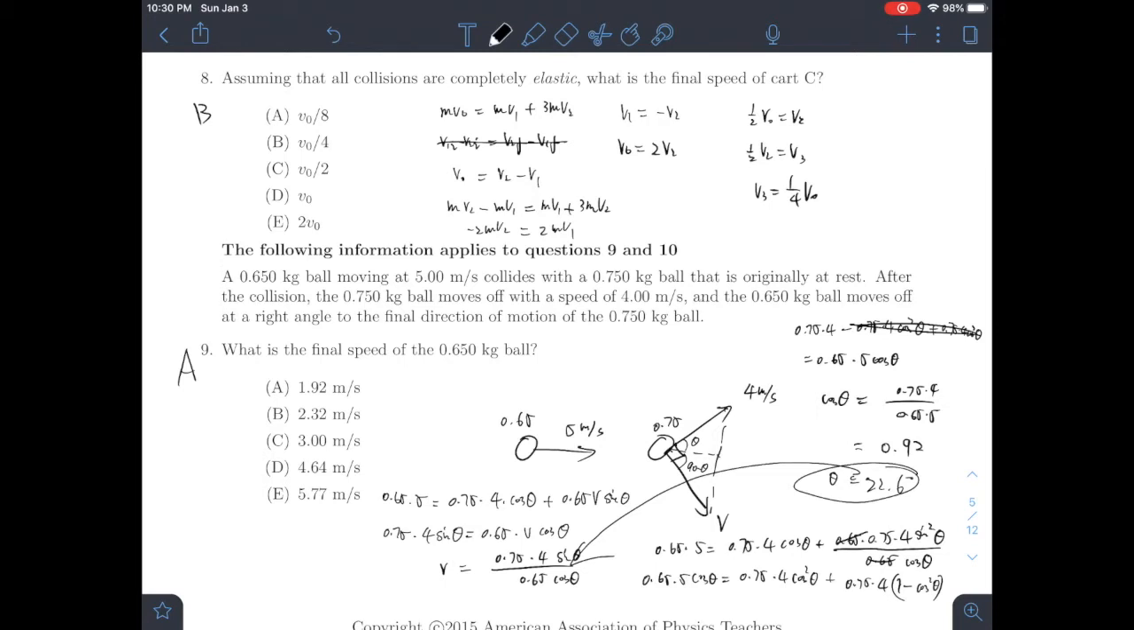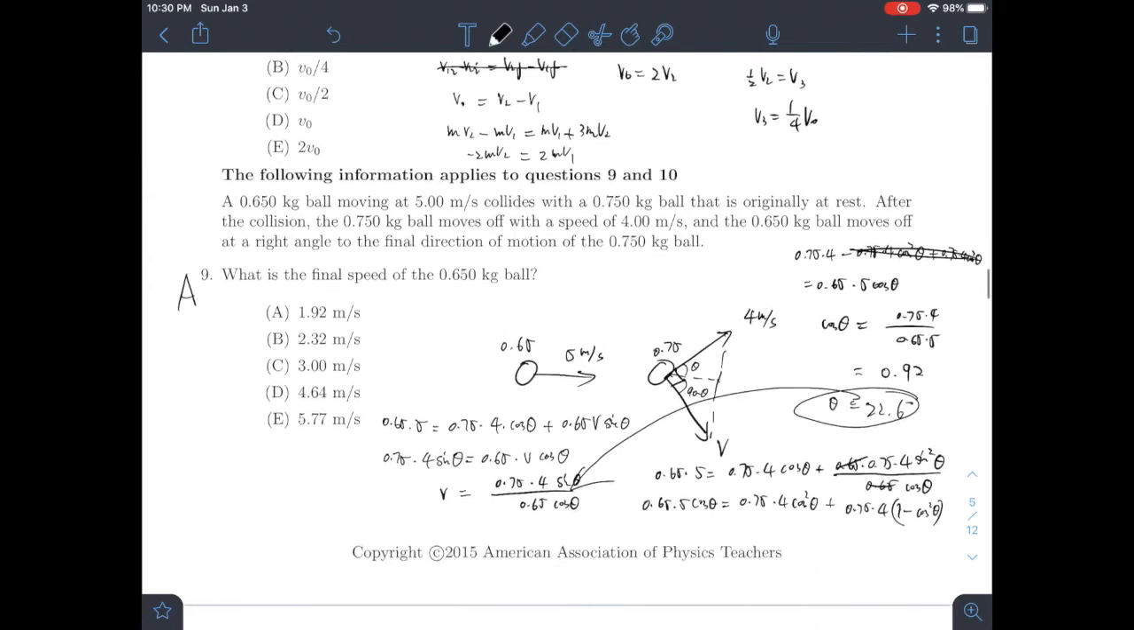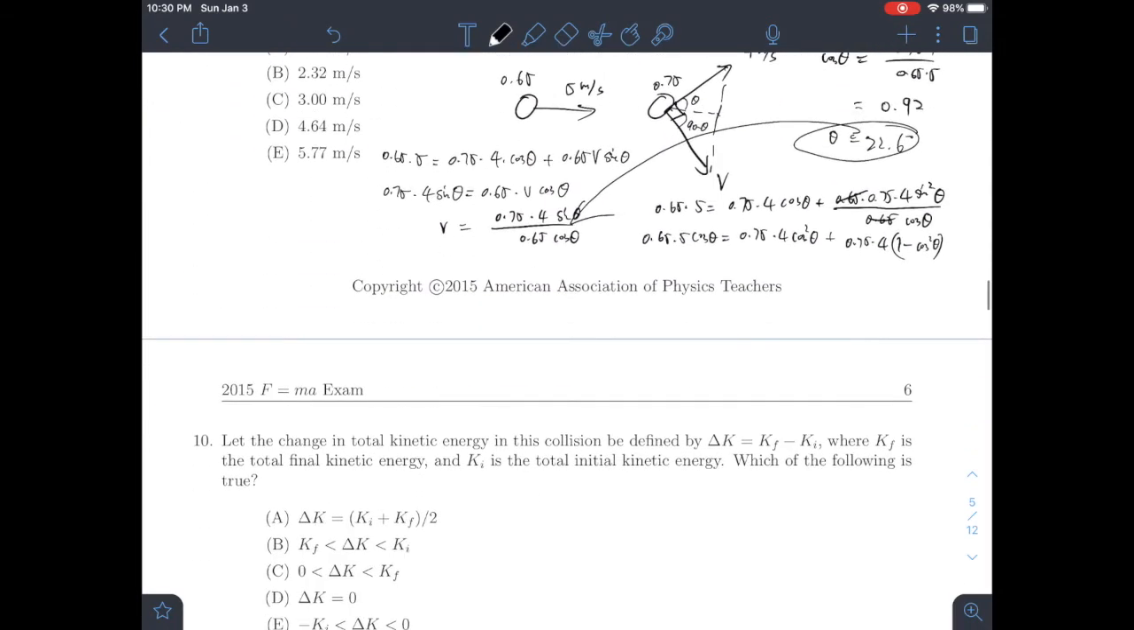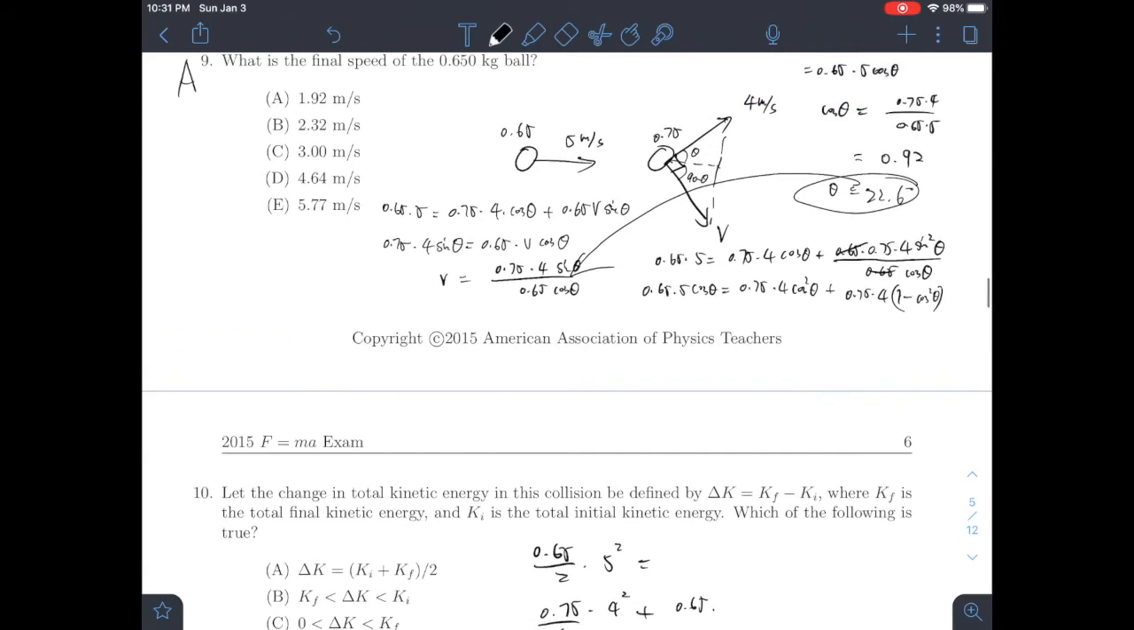Okay. Let's look at the next question. Question number 10. Let the change in total kinetic energy in the collision be defined as delta K equal to K final minus K initial, where K final is the total final kinetic energy and K initial is the total initial kinetic energy. Which of the following is true? Let's calculate the initial and final kinetic energy first. First, we have 1/2 mv squared, and second one we also have 1/2 mv squared plus 1/2 mv squared of each of the balls.